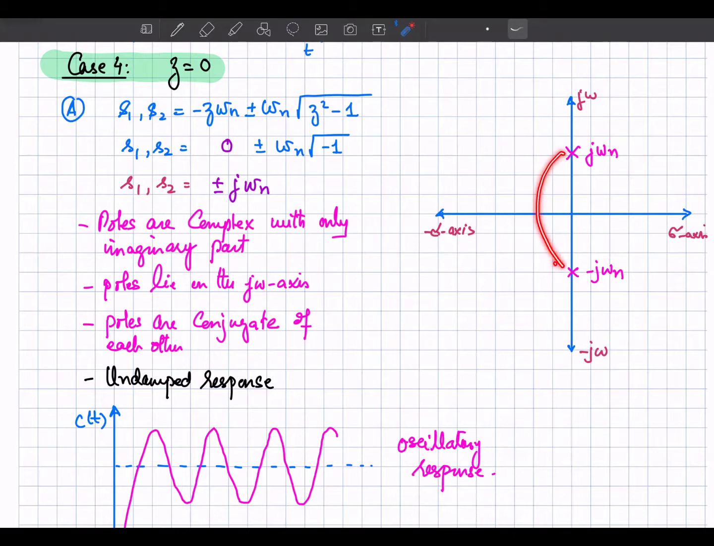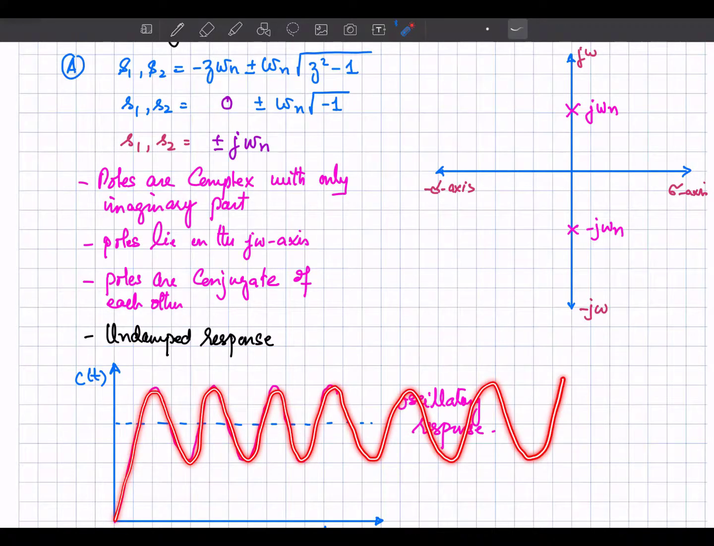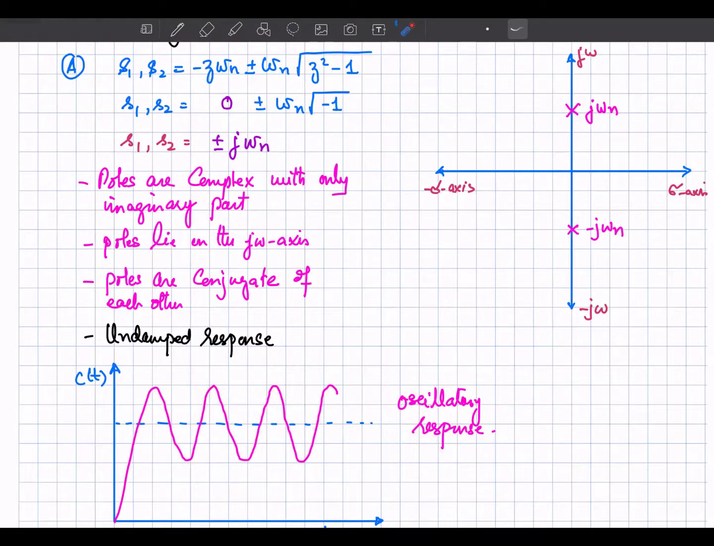So you can say the mirror of this pole is this one. In this case, if we look at the response of the system, if we give this step input, there will be never decaying oscillations, an oscillatory response, because our poles are on the imaginary axis. That is said to be the undamped response, when there is no damping. So whenever you apply the step input, our system will show oscillations.